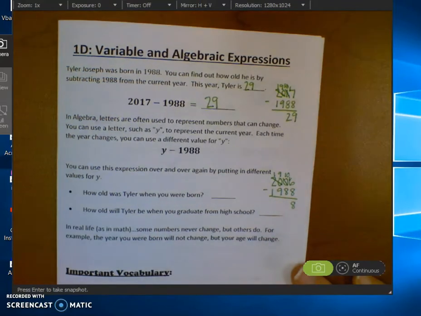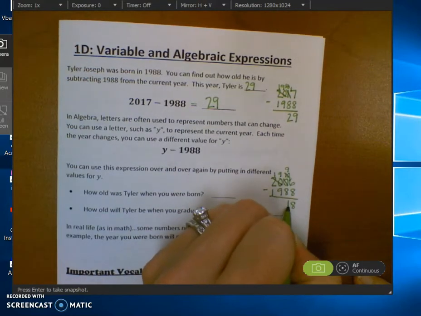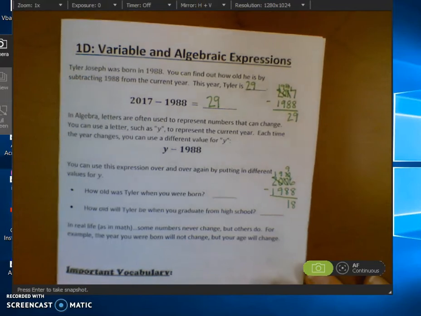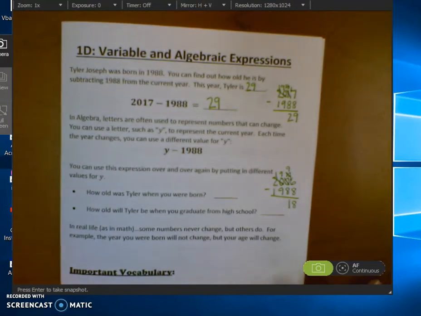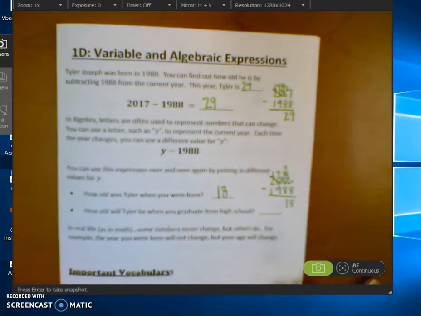Oh, I already did something wrong. What did I do wrong? Oh, this needs to become, okay, there we go. I had to borrow again. So how old was Tyler when you were born? Well, he was 18 when you were born.